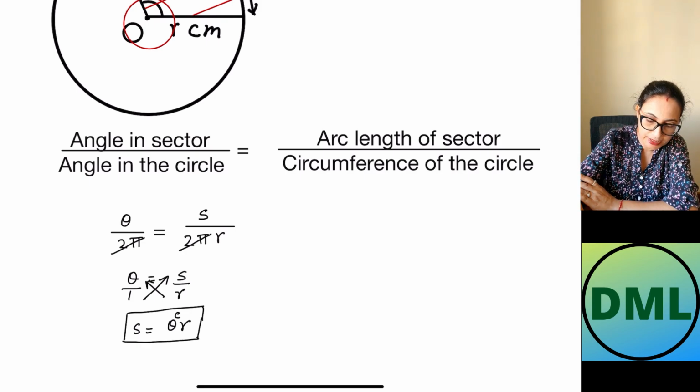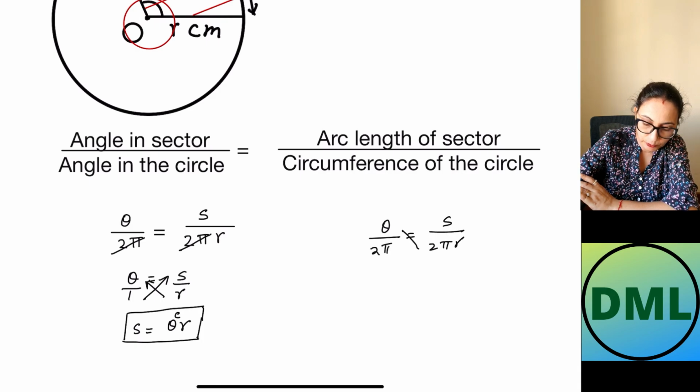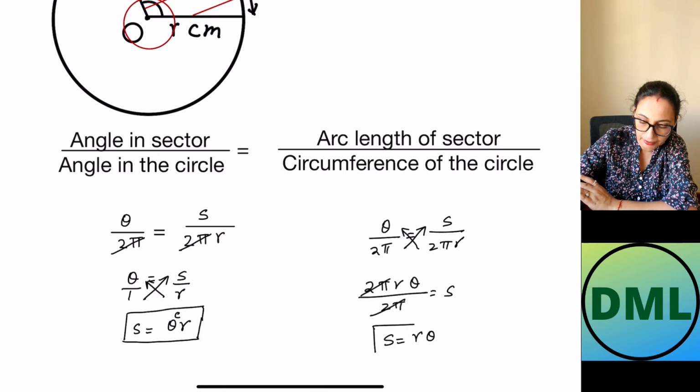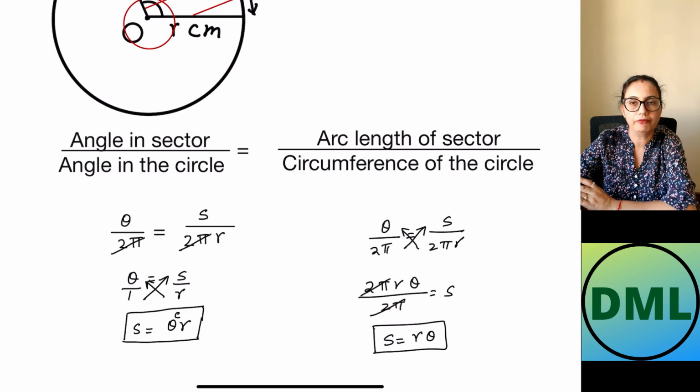If you don't understand why we cancelled this here, there's one more method to do that. That is theta over 2 pi is equal to s over 2 pi r. We do the cross multiplication on both sides. That will be 2 pi r theta over 2 pi is equal to s. Now 2 pi got cancelled with 2 pi and my s value will be given by r theta. That will be the formula for arc length.